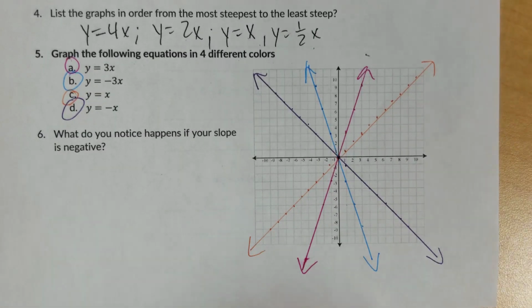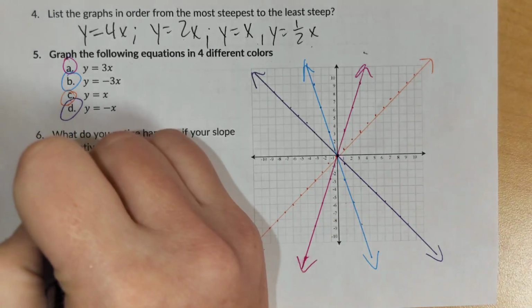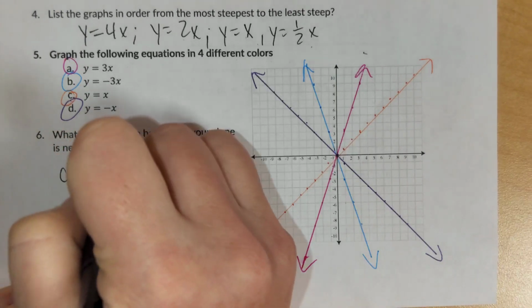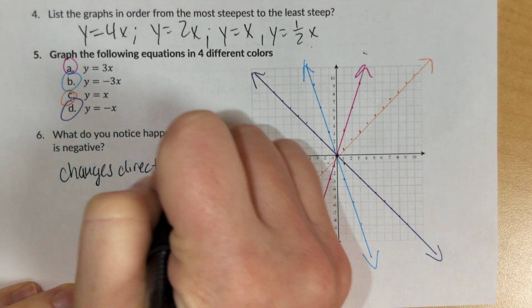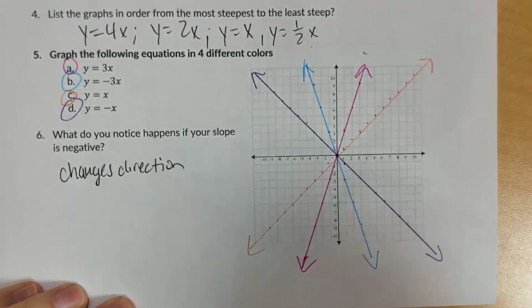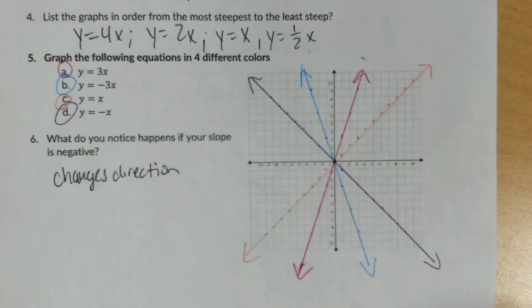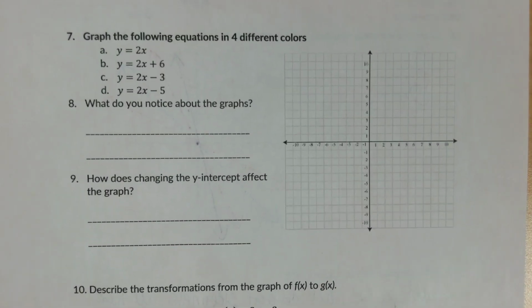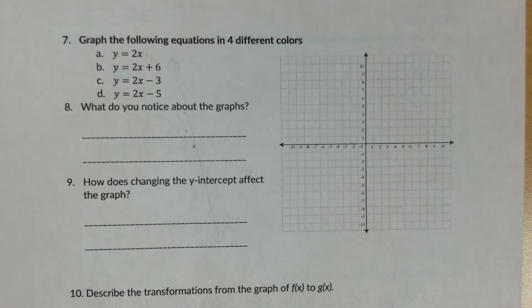means. So the question here is, what do you notice happens if your slope is negative? It changes direction. Okay, it goes from moving up and to the right to down and to the right. And so it flips that direction. Okay, so that's an important piece of the puzzle. Now, we're asked to do this one more time. We're going to graph these four as well.